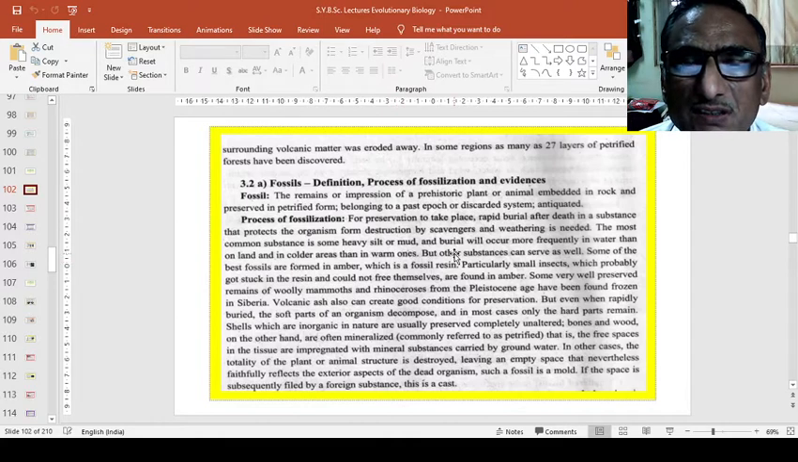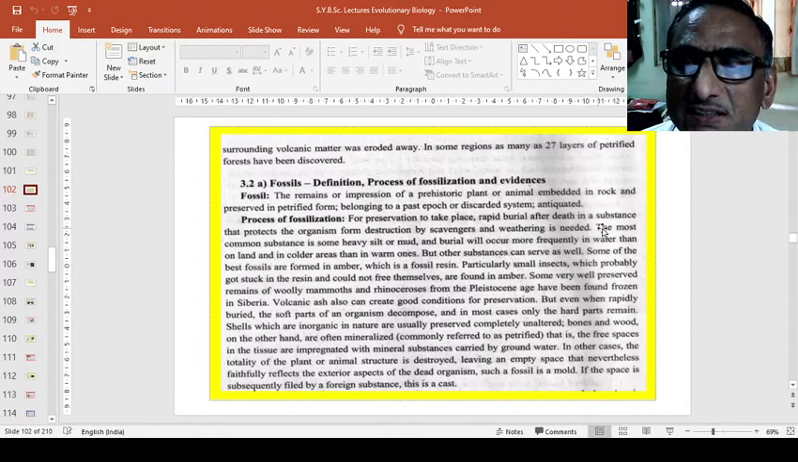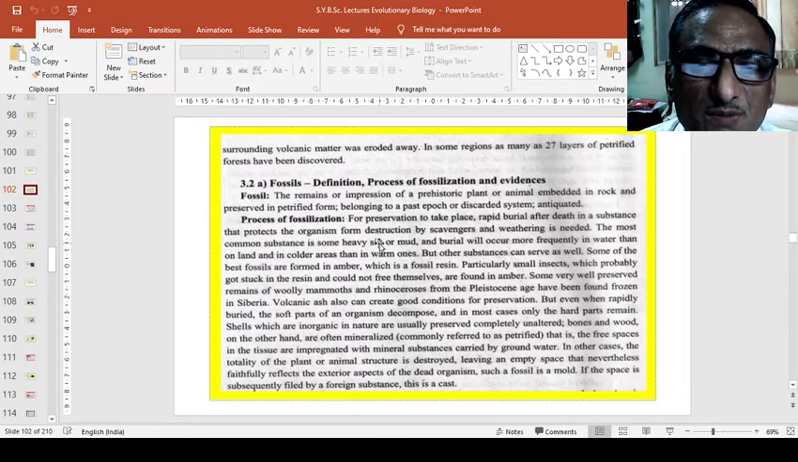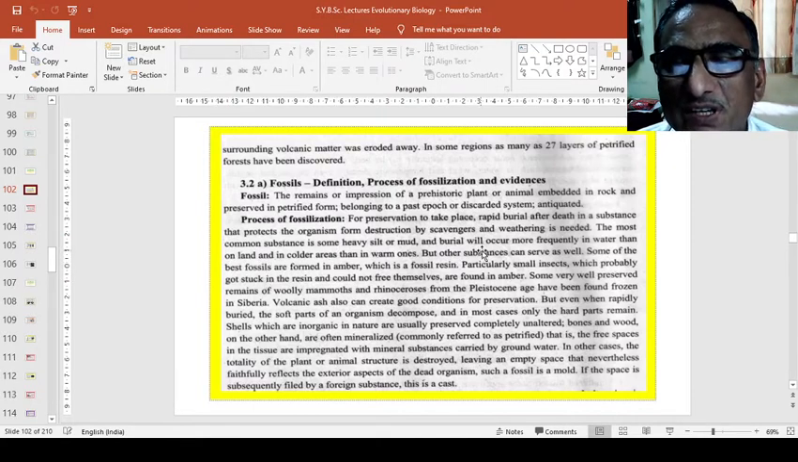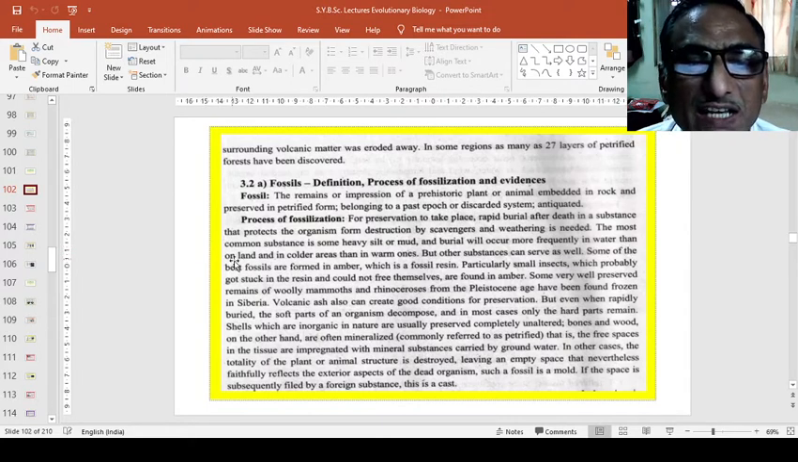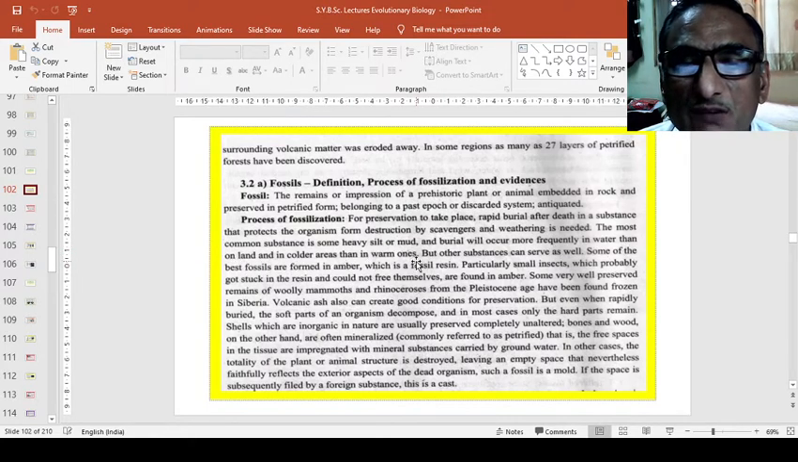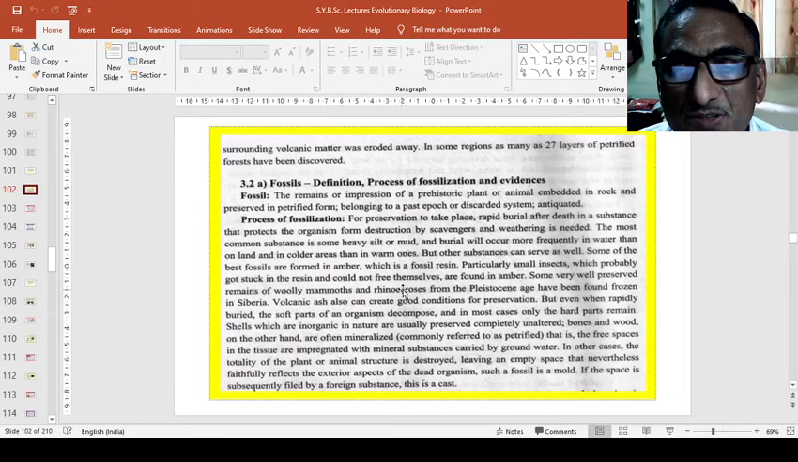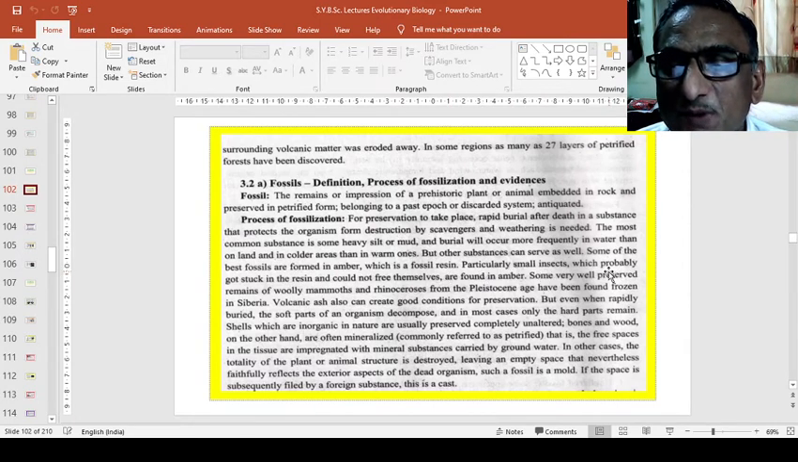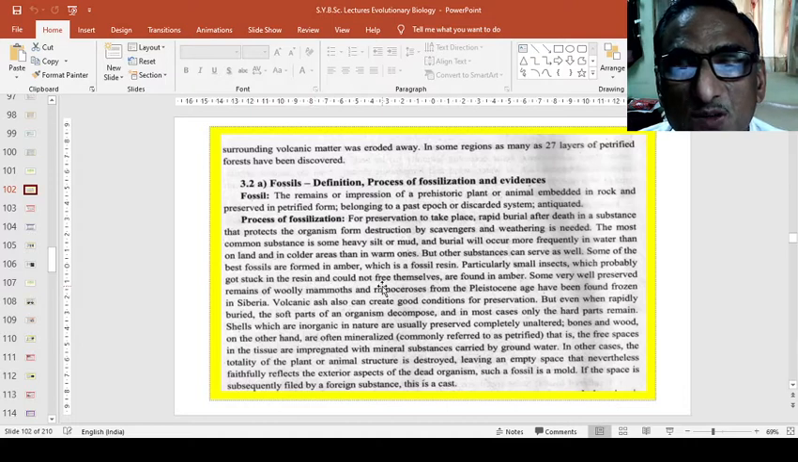So for preservation to take place, rapid burial after death in a substance that protects the organism from destruction by scavengers and weathering is needed. The most common substance is some heavy silt or mud, and burial will occur more frequently in water than on land and in colder areas than in warm ones. But other substances can serve as well, and some of the best fossils are formed in amber, which is a fossil formed from resin, particularly small insects which probably got stuck in the resin and could not free themselves, and they are found in amber.